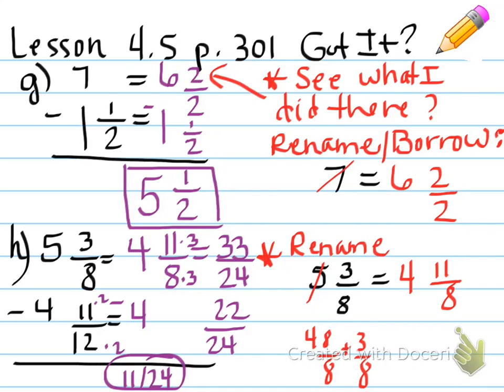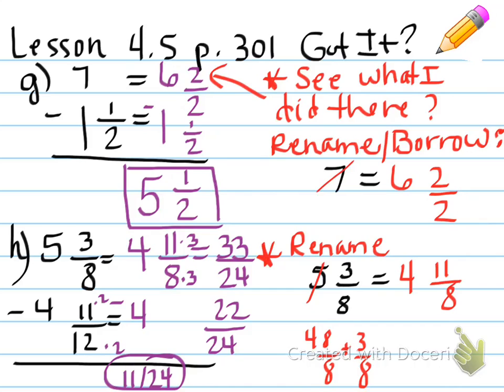So back to the problem in the purple. I've got 4 and 11/8, and I'm realizing now I don't have common denominators, so I've got 8 and 12, and the least common denominator would be 24. So now I've changed 4 and 11/8. I tried the method of multiplying 8 times what would give me 24, so I've got 8 times 3 is 24. I've got 11 times 3 is 33.